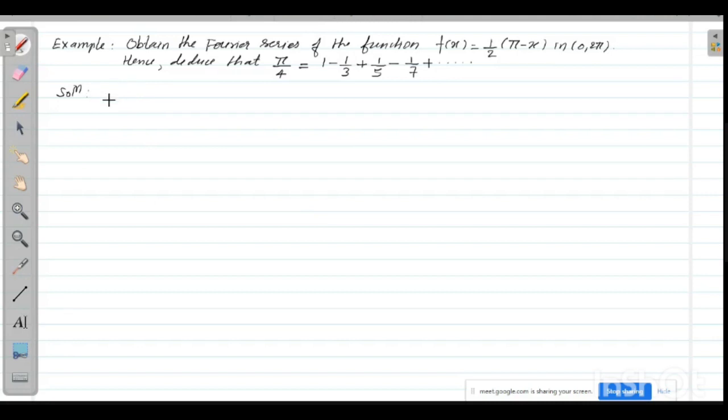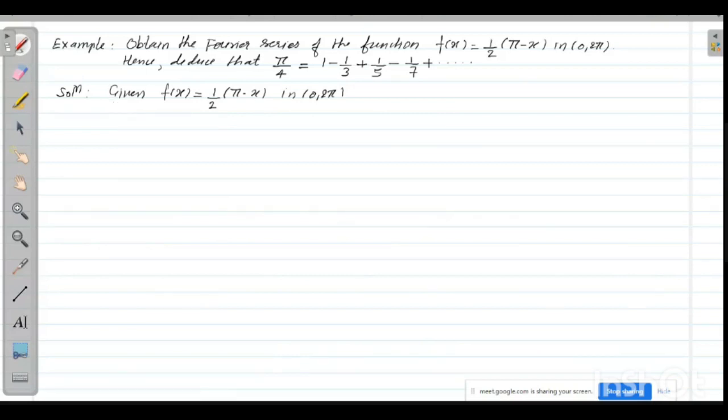So what is our first step? We just write down the given function. What is given to you? F of x equal to 1 by 2 pi minus x in the interval 0 to 2 pi. This function is given to you. Now our job is what? Our job is to find the Fourier expression.